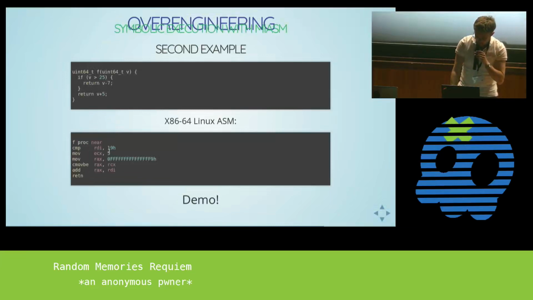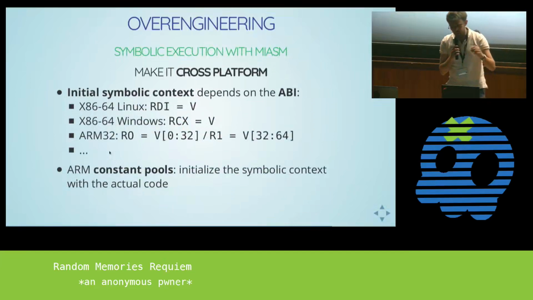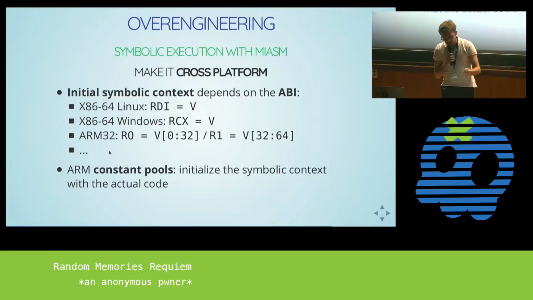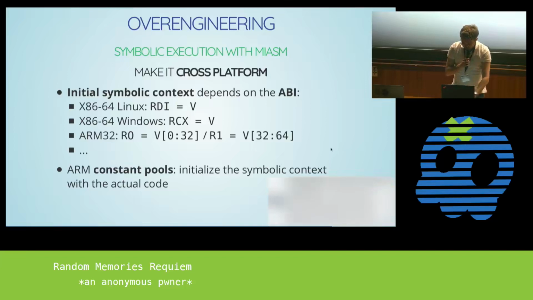And we need to make this cross-platform, because here the ABI really depends on the architecture. For instance, on Linux, the argument is RDI. On Windows, it's RCX. On ARM32, it's using 2 registers for 64-bit integers and so on. And you've got a small gotcha with ARM constant pools, because in ARM32 you can't put 32 or 64 bits in instructions, so the constants are within the code. So you need to load your code within your symbolic state, so that it can actually be read by the symbolic emulator.